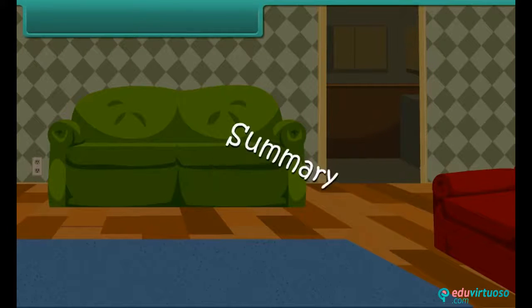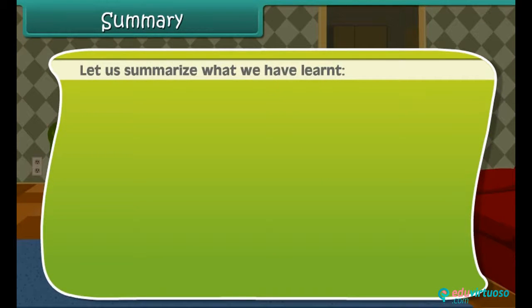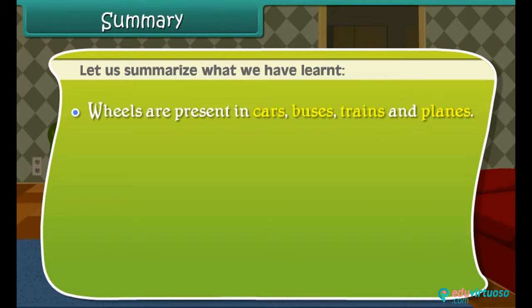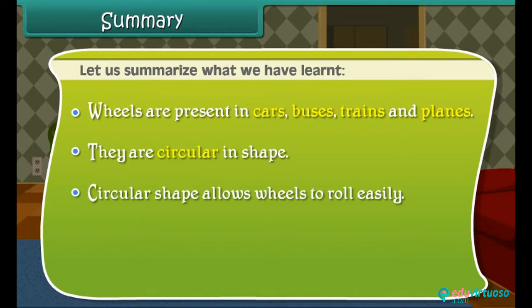Summary. Let us summarize what we have learned. Wheels are present in cars, buses, trains, and planes. They are circular in shape. Circular shape allows wheels to roll easily.